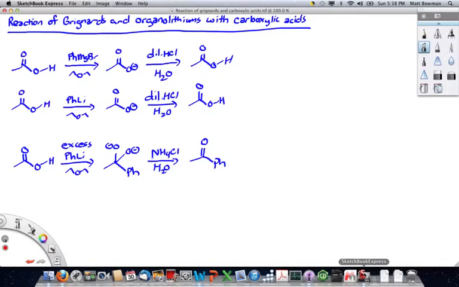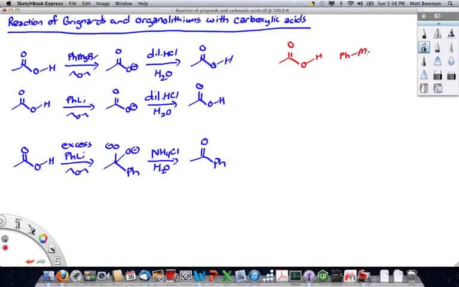One area where Grignards and organolithiums differ is in the reaction with carboxylic acids. If you take a carboxylic acid and react it with a Grignard, you get an acid-base reaction. Essentially, because Grignards and organolithiums are both really strong bases, and a carboxylic acid is a weak acid.